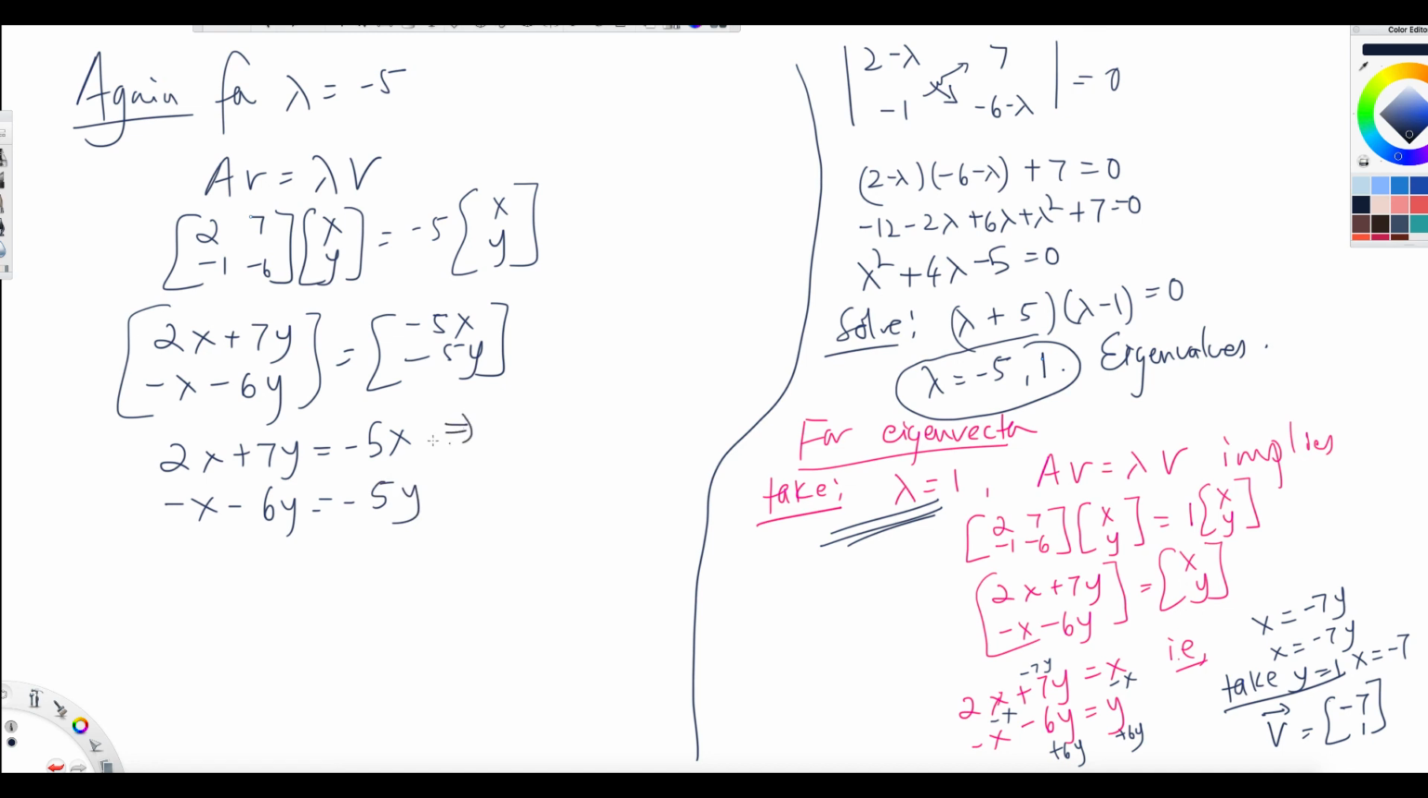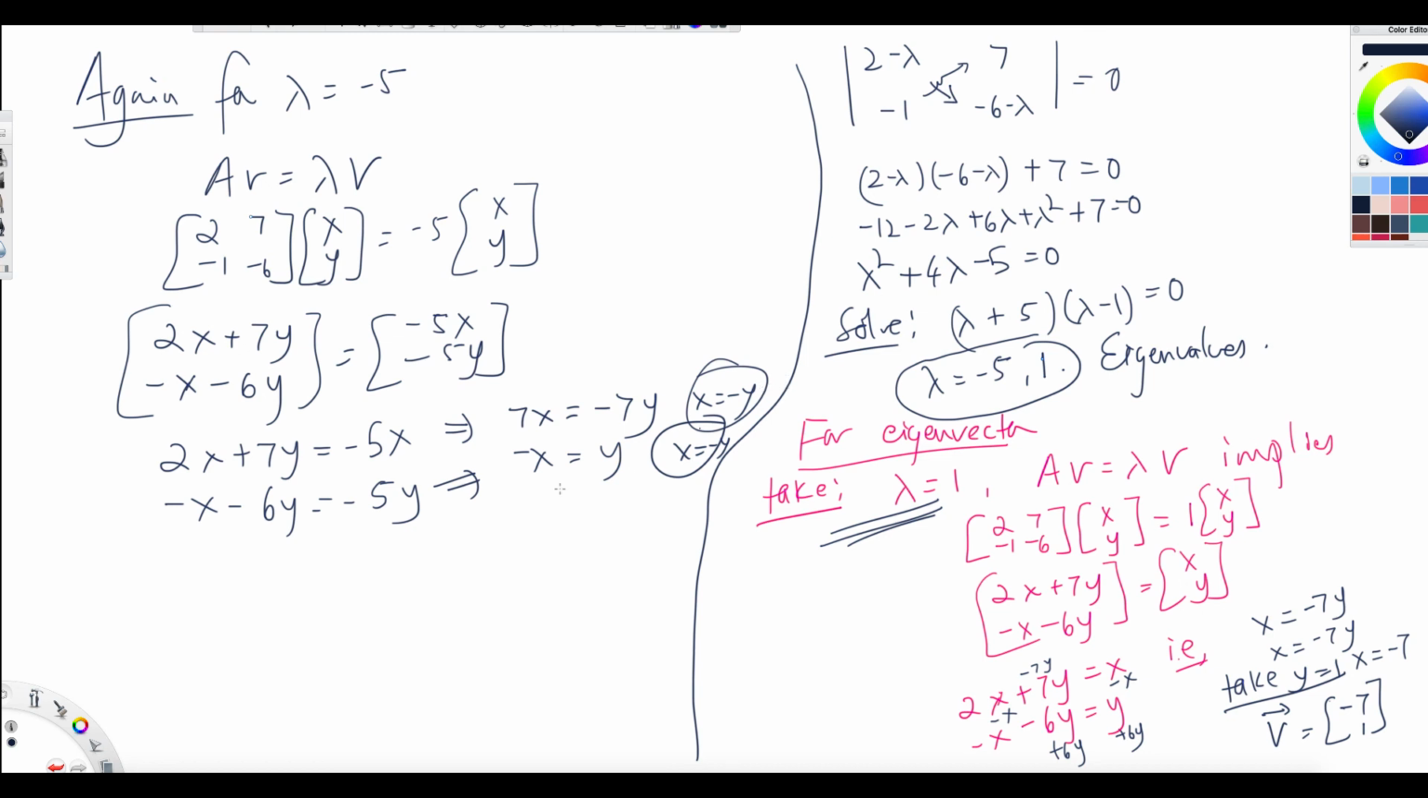So this implies if you add 5x and then subtract 7y, you get 7x equals -7y. Here also, let's see what you get. -x equals, if you add 6y on both sides, y. See, x equals -y. So either way, you will get x equals -y, from both. So x equals -y.